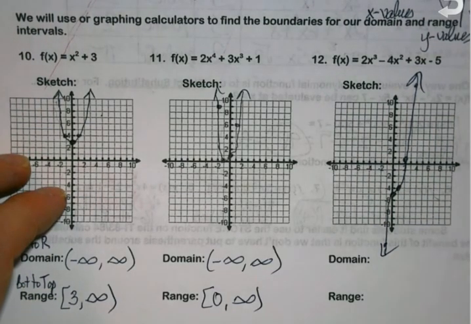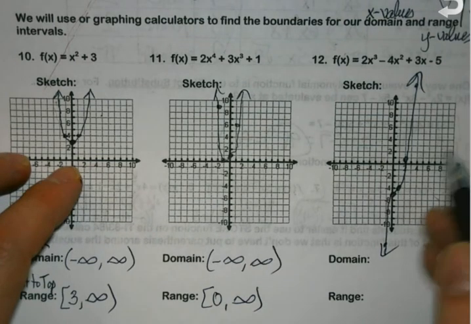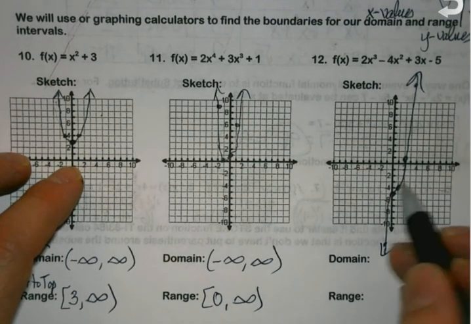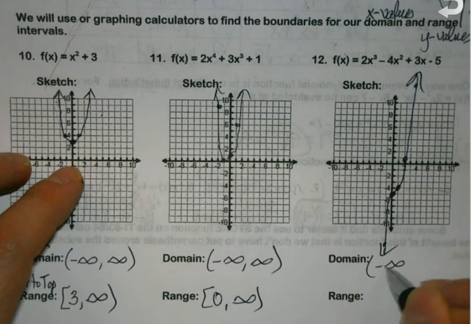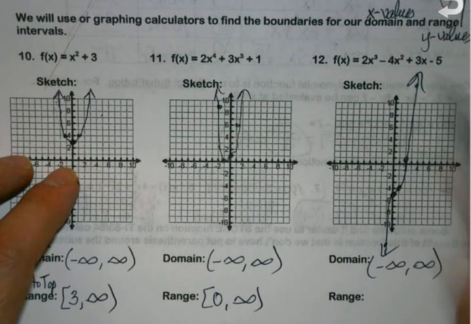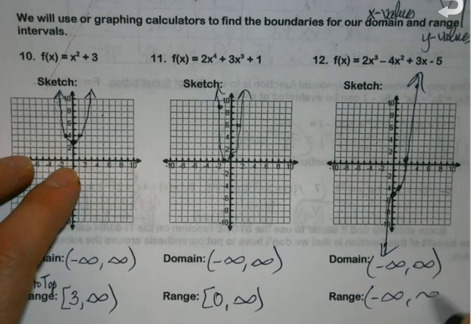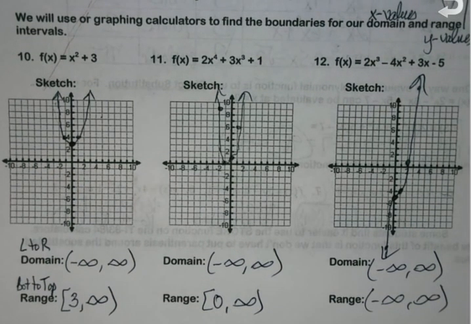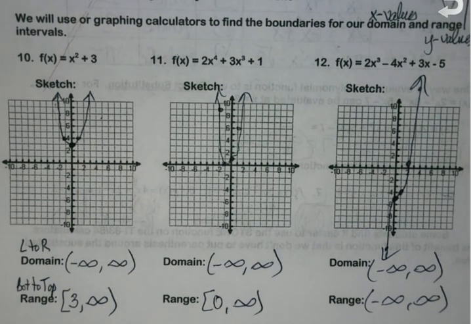We're trying to get our domain and range. Yeah, my domain, this is going to keep stretching out, and so is this. You're like, dang, domain is always going to be negative infinity to infinity, maybe. And then range this time, it keeps going forever down and forever up. Negative infinity to infinity. So you just have to get that general sketch to be able to figure out how this is going to work.